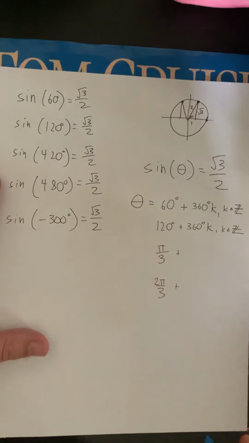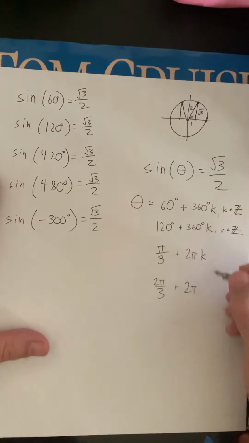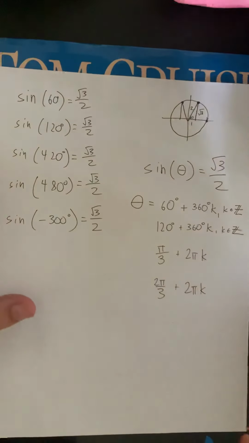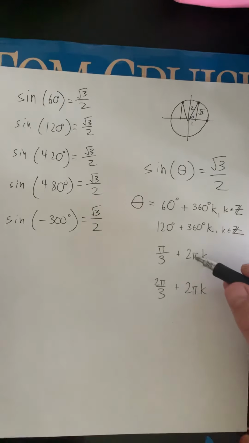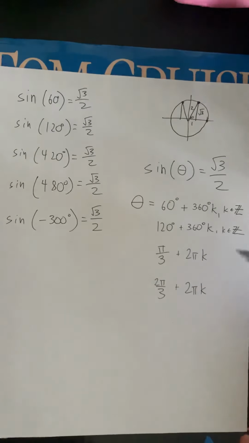So how do we say an extra spin now? Well, a full spin is not 360. A full spin in radians is 2 pi. And we just say 2 pi k. K is just any integer. If k equals 2, 2 times 2 pi is 4 pi. 4 pi plus pi over 3, what would that equal? 7 pi over 3. Yeah, 7 pi over 3.